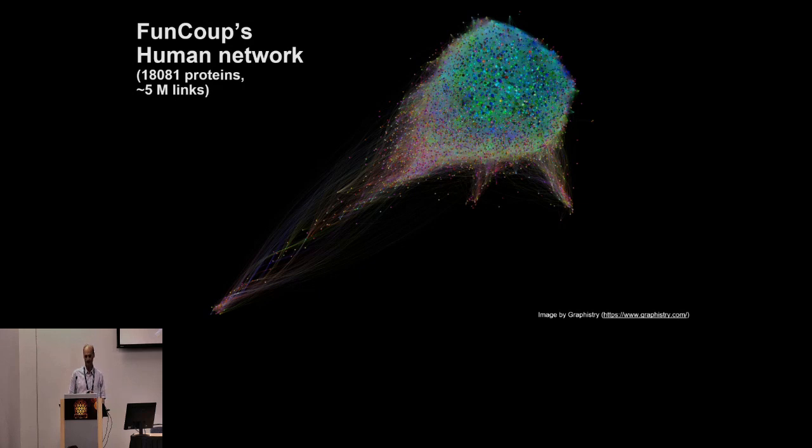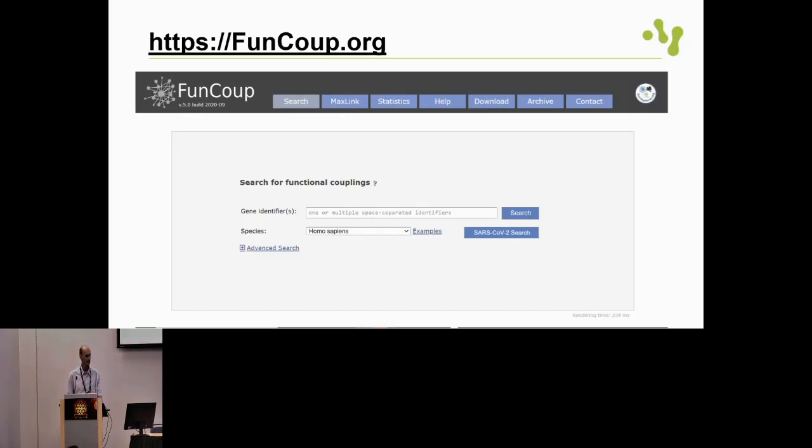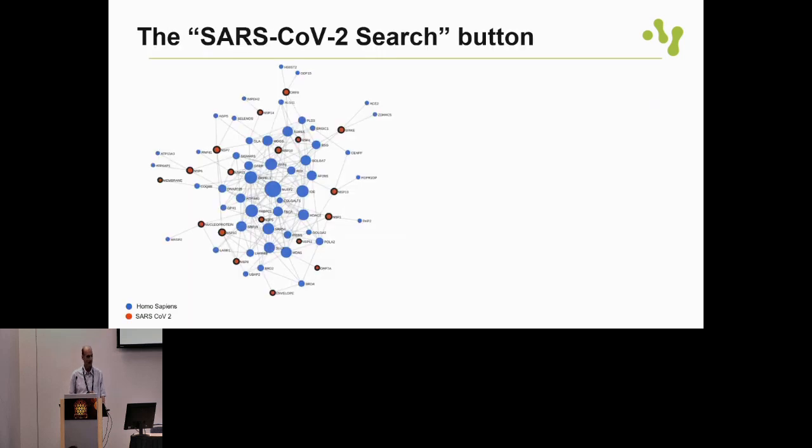All right, so let's show some of these tools. The landing page looks like this. You can type in your gene identifiers in the box here, or there's also a button we added called SARS-CoV-2 search. What that gives you is this host-virus network, where the blue nodes are the human genes and the red ones are the viral genes. There are no interactions between the viral genes because that's not in the data.